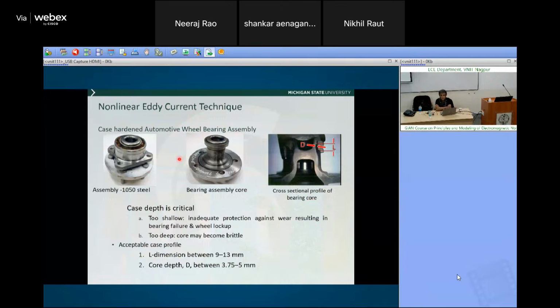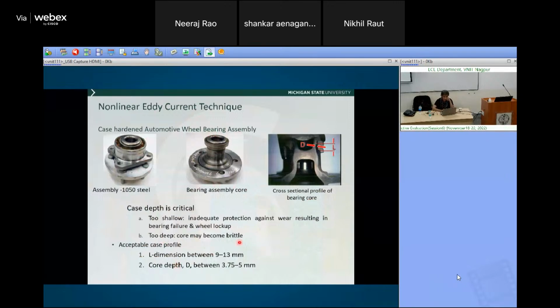And this is something that we developed for an automotive company to look at case hardening in the wheel bearing assembly. In a wheel bearing assembly, they have to harden the inner surface so that it's stiffer and harder than the remaining. But the hardening depth is very critical. If it is too hard, it becomes brittle. If it's too small, then it doesn't have the required strength. So the case depth is critical. Too shallow means inadequate protection against wear, and too deep means it becomes too brittle.